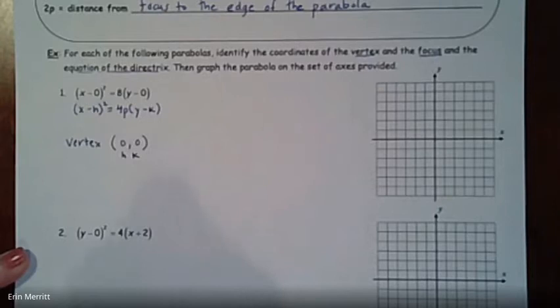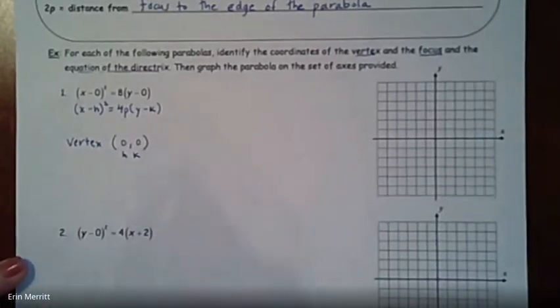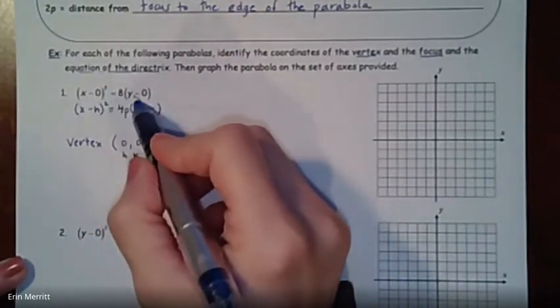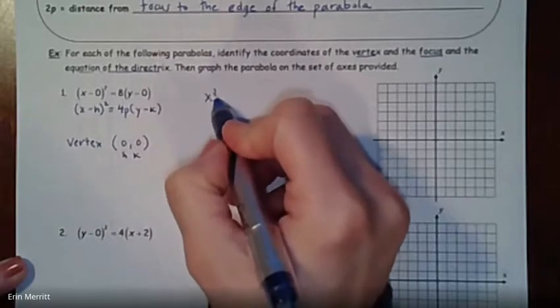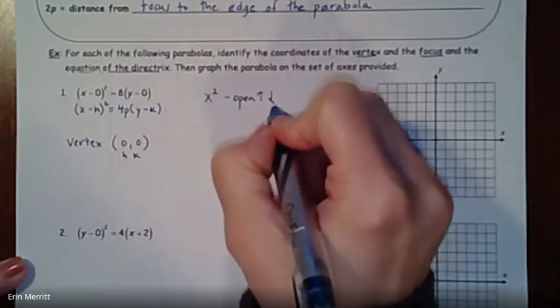All right. From there, to figure out the focus or the directrix, you have to think about what way this parabola is going to open. So what I would look at is this is an x squared and then equals a y. So when it's an x squared, this means it's either going to open up or it's going to open down.